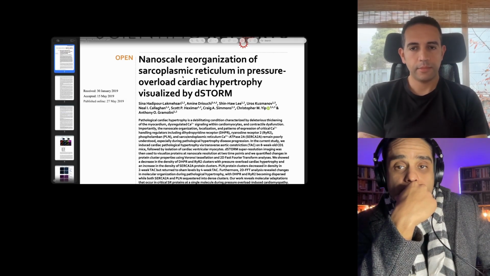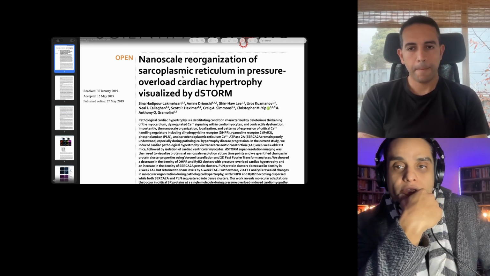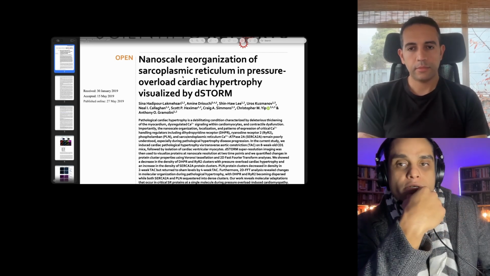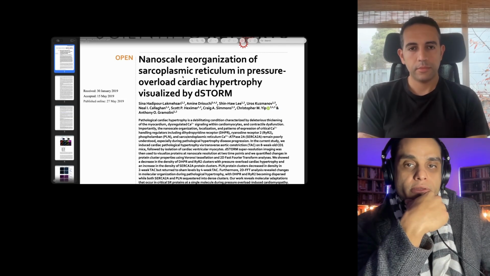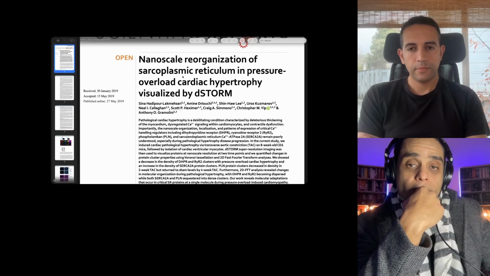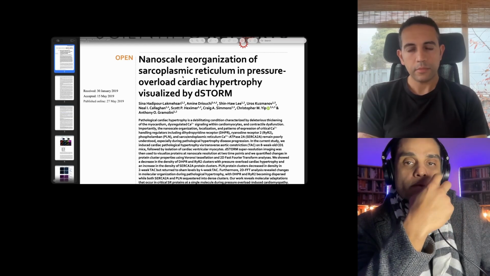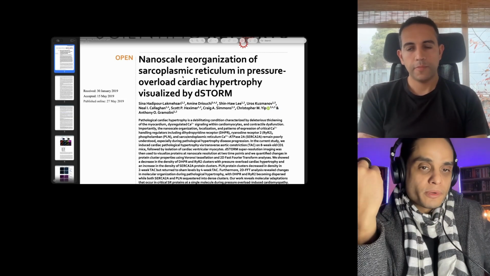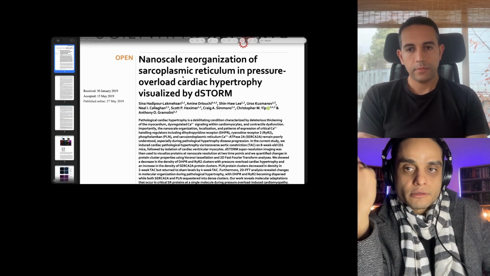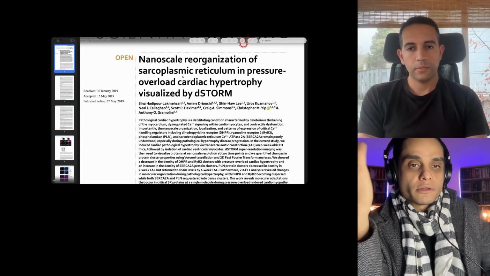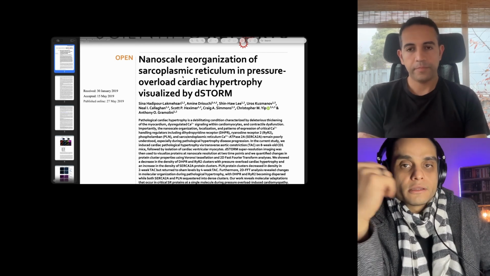What I get out of it, as I said, I'm not a microscopy guy, is that when I see "nanoscale organization of sarcoplasmic reticulum in pressure overloaded cardiac hypertrophy visualized by D-Storm," that title tells me you're going to measure proteins in or around the sarcoplasmic reticulum, and how they behave when you get muscle hypertrophy inside the heart.